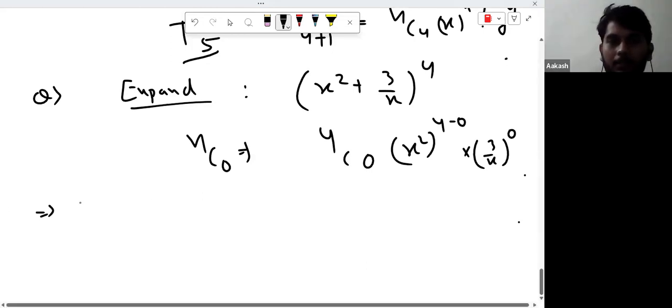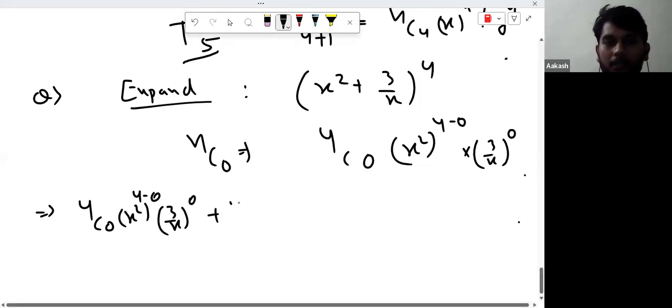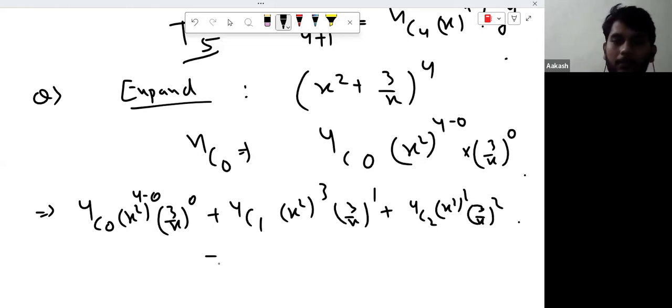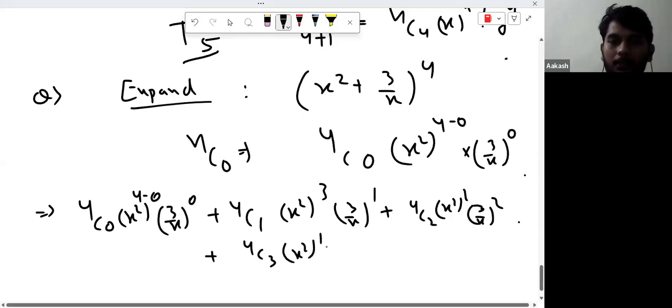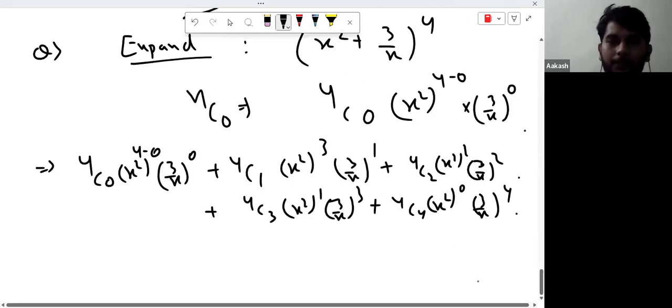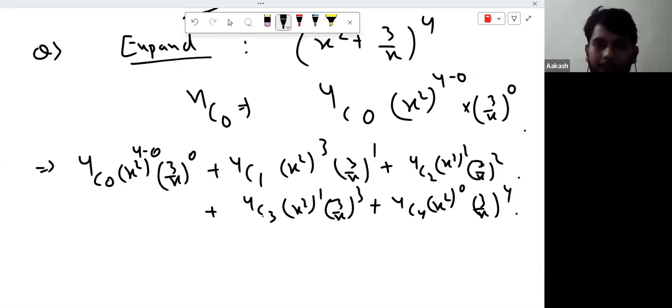See, this will be 4C0 x square to the power 0, 3 upon x to the power 4... 4C0 x square to the power 4, 3 upon x to the power 0, plus 4C1 x square to the power 3, 3 upon x to the power 1, plus 4C2 x square to the power 2, 3 upon x to the power 2, plus 4C3 x square to the power 1, 3 upon x to the power 3, plus 4C4 x square to the power 0, 3 upon x to the power 4. Okay, so now you can just simplify and get the answer.